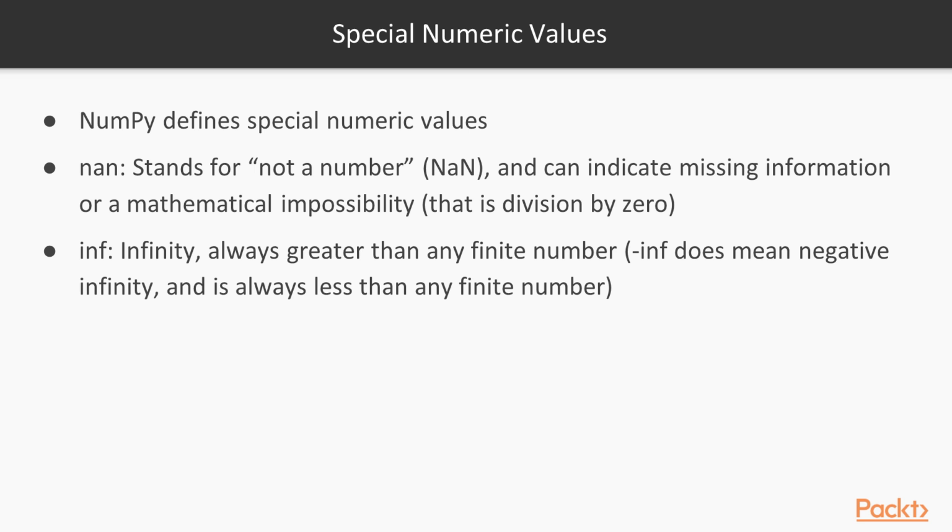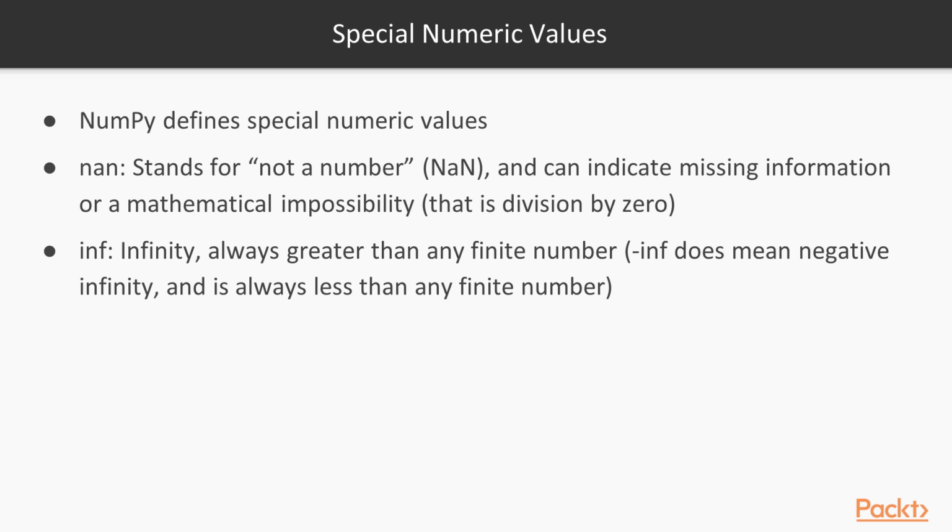In addition to dtypes, NumPy introduces special numeric values NaN and inf. These can arise in mathematical computations. NaN means not a number. It indicates a value that should be numeric is, in fact, not defined mathematically. For example, 0 divided by 0 yields NaN. Sometimes NaN is also used to signify missing information. For example, Pandas uses this.